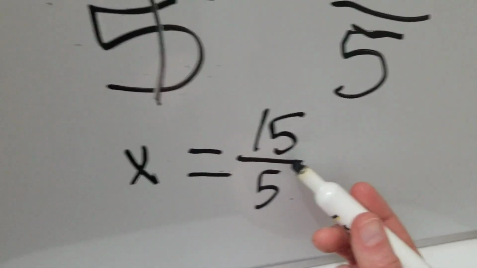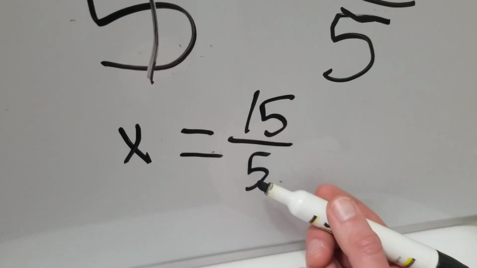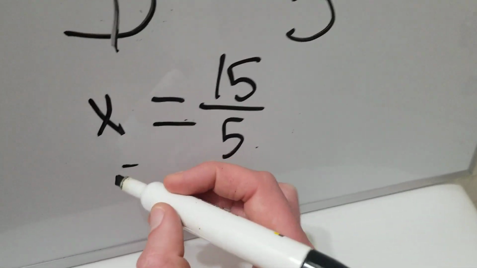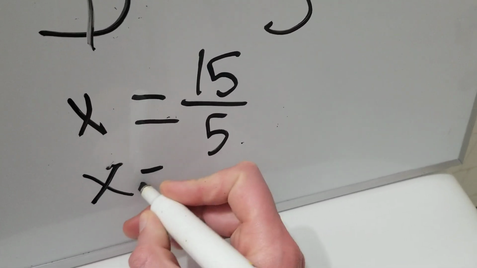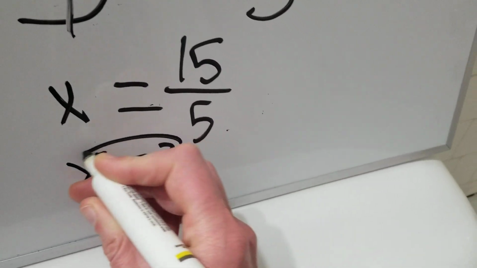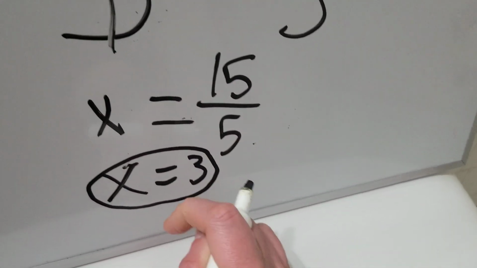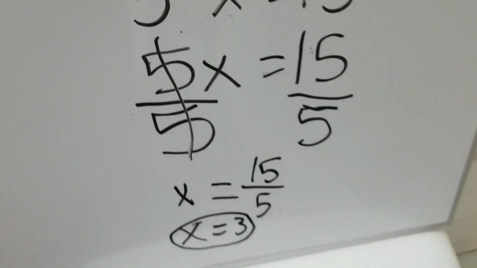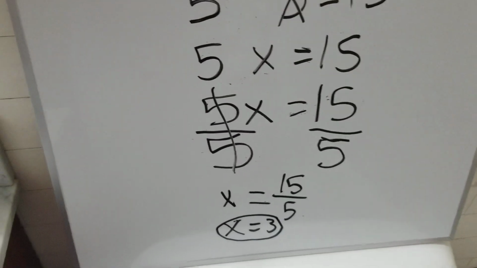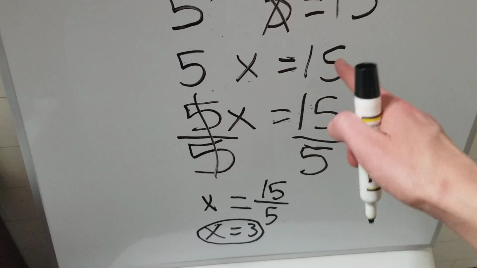And 15 divided by 5 is what? Let's see. That is 3. So x equals 3. And that is our answer right there. X equals 3. And that's how you solve an equation. So 5 times 3 equals 15.